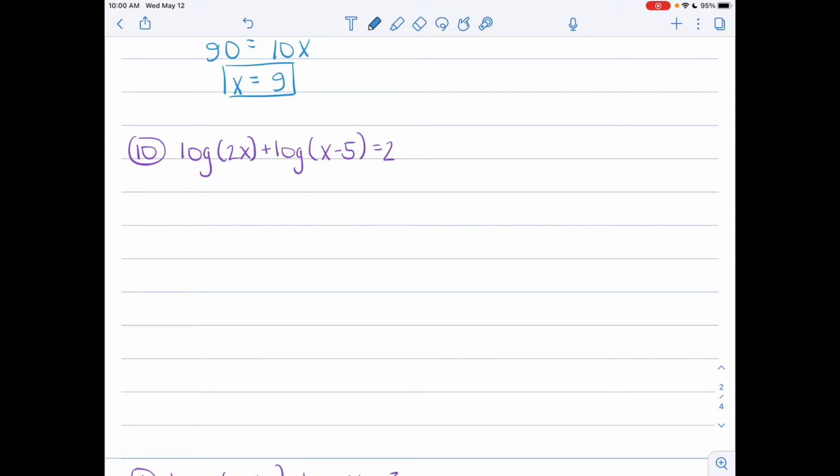So this will become log of 2x times x minus 5. You can either use double parentheses here, or you could use a bracket on the outside, however you want to write it. And that's equal to 2. Well, let's simplify this a little bit. Log of 2x squared minus 10x, and that's equal to 2.